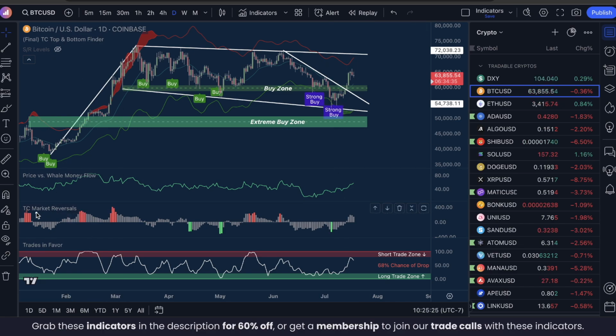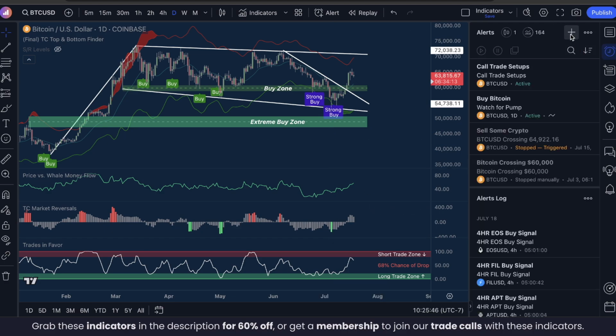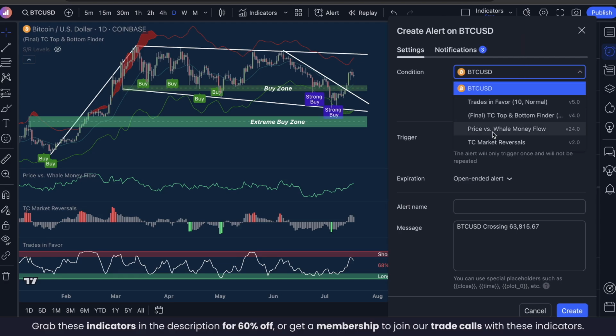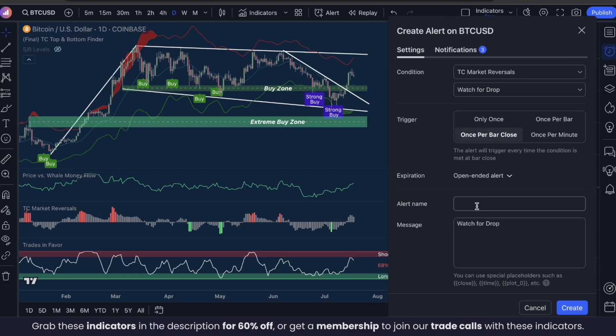On top of that, we are using the TC market reversals now on our YouTube videos, which is an indicator that actually comes with the top and bottom finder for free when you download it. And this is, guys, literally the simplest of the simplest indicators that show you entries into the market where you don't even want to look at charts. You just want to go to the alert section, go to plus, type in market reversals, go right here to TC market reversals, do once per bar close, and just do buy Bitcoin.